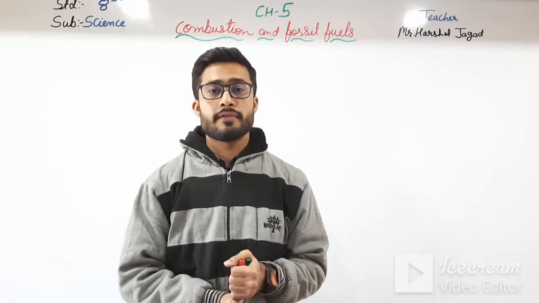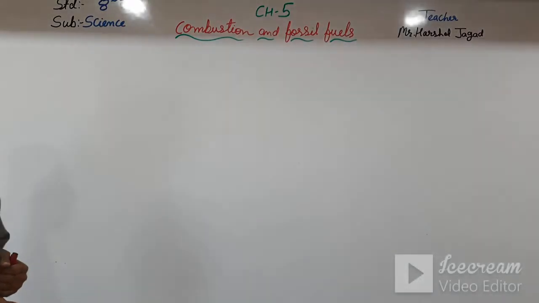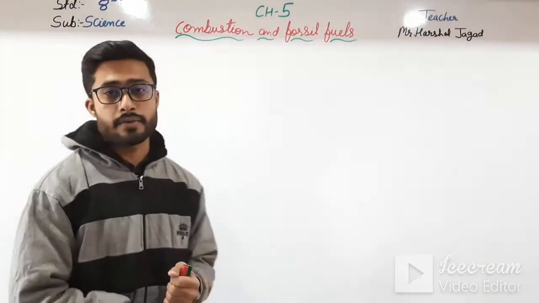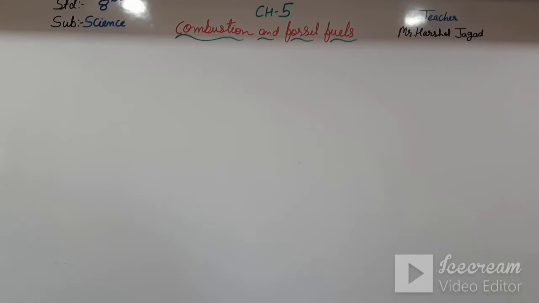In the previous video, we saw chapter number 5, combustion and fossil fuel. We started that and saw some of the topics: combustion, combustible substance, non-combustible substance, and the conditions necessary for combustion. Now we have reached an activity which is remaining. First of all we will see that activity, and then we will go further.